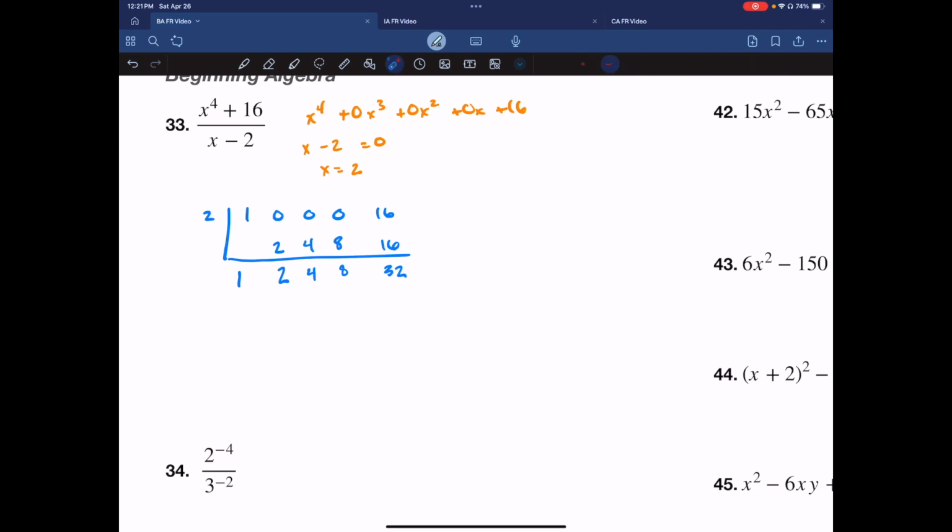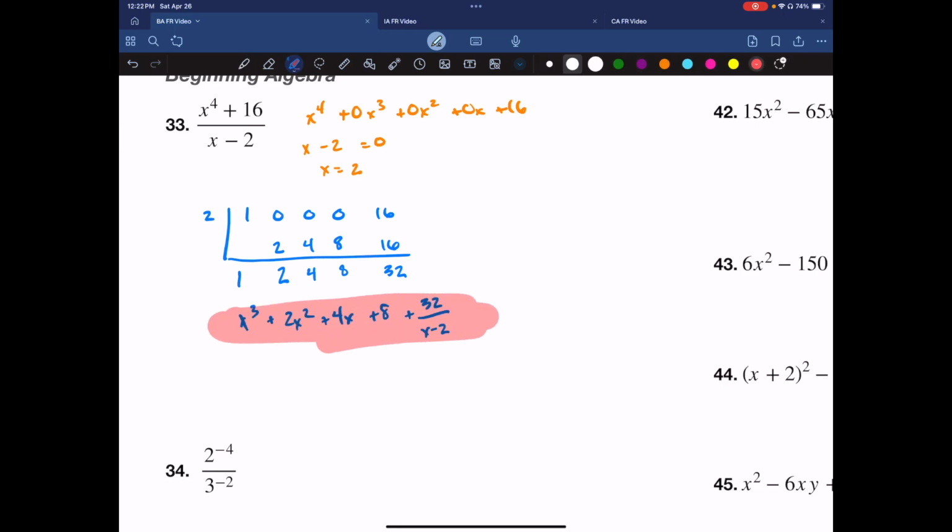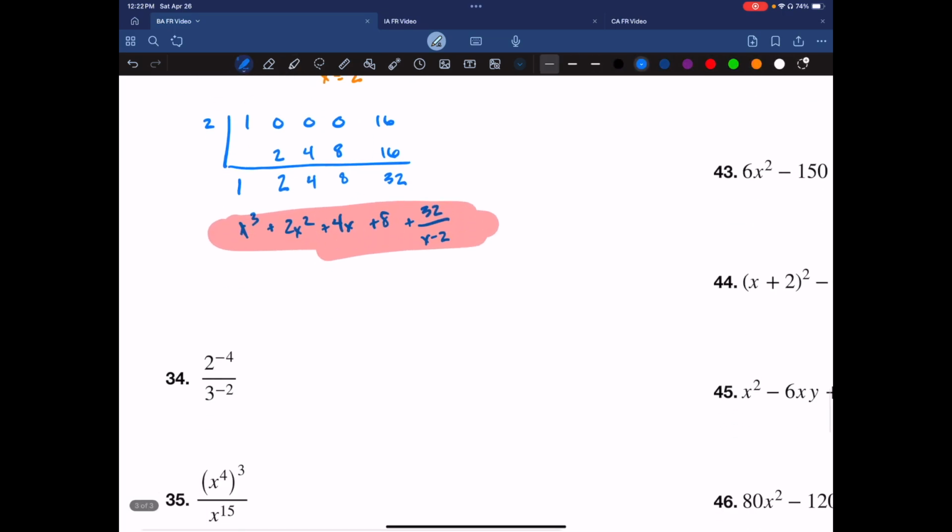Also, I started with x to the fourth and divided by x, so I'm going to start here with x cubed. Okay? So I'm going to write this as x cubed plus 2x squared plus 4x plus 8 plus, and this is how you write your remainder, plus 32 over what you divided by, in this case, x minus 2. And there you go. That's how you do that.